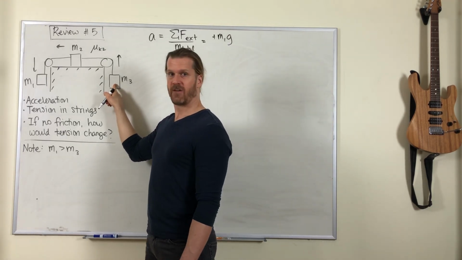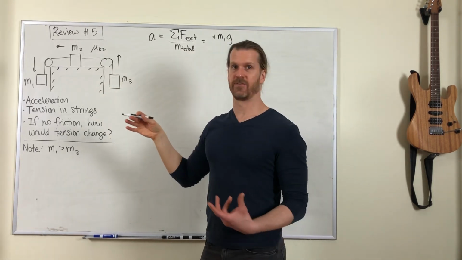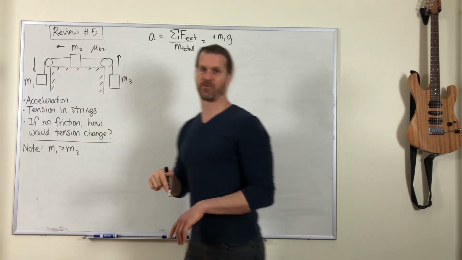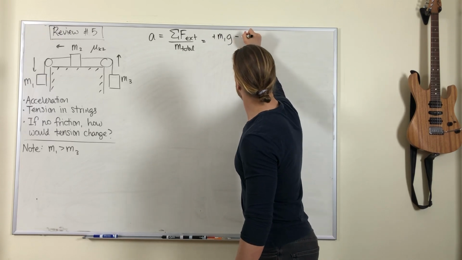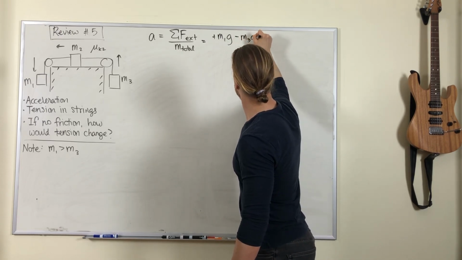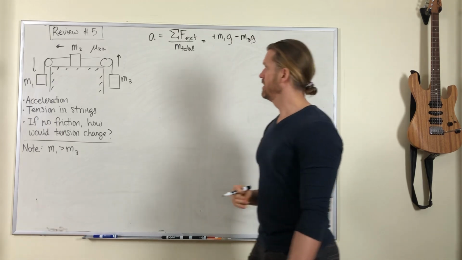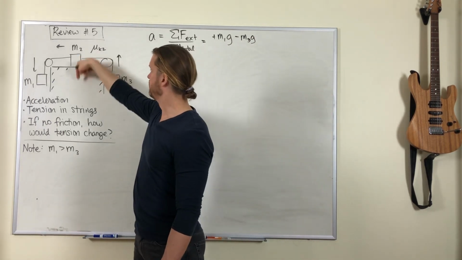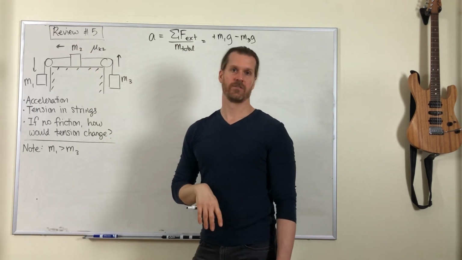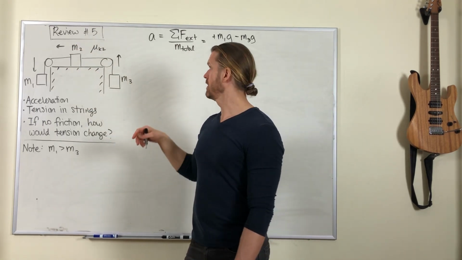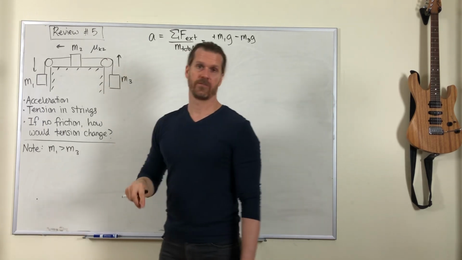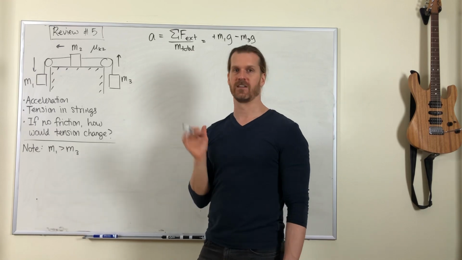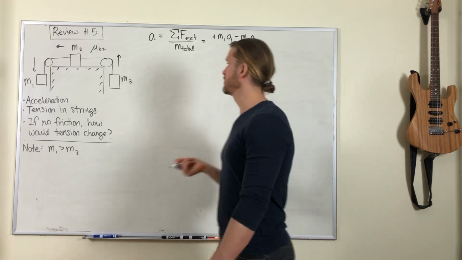Now mass 3 has a gravity force on it, but that is not helping the system speed up. It's fighting against that gravity force from M1. So I'm going to do minus M3g. The gravity force on mass 2 is kind of irrelevant because it's perpendicular to the motion of mass 2. But there is a friction force, and friction forces always slow things down. You'll always get a minus sign in these types of problems for the friction force.